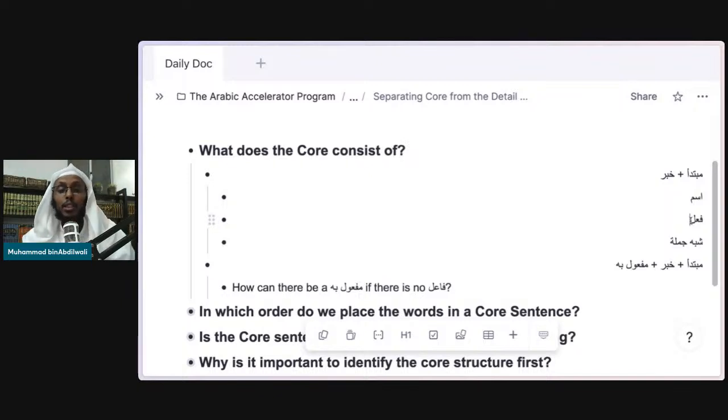For example, you can't say Muhammadun, you talk about Muhammad, and then you say yudarris, teaches, and then say Khalid, as in yudarrisu Khalid. You can't do that. Why? Because it's yudarrisu huwa, he teaches, and he goes back to Muhammad. Muhammad is the person who's teaching, all right?